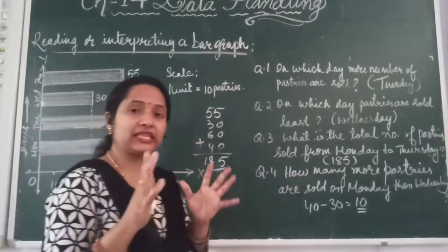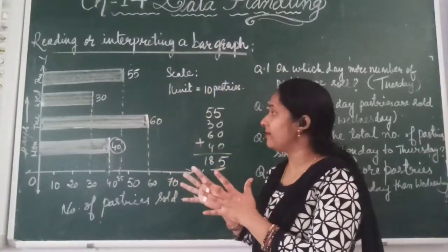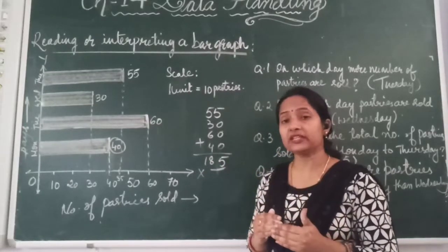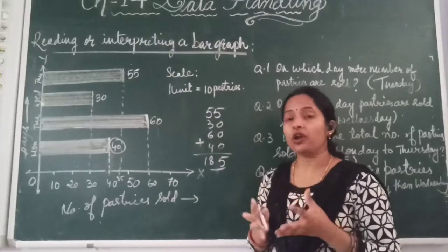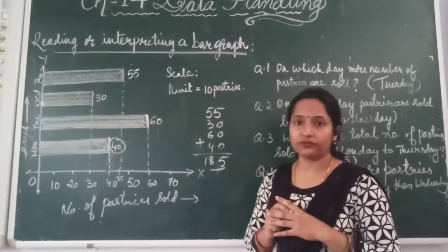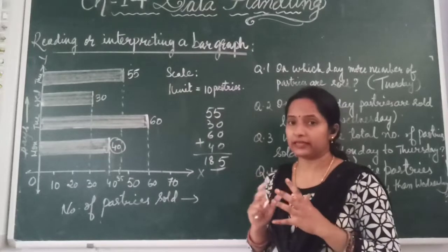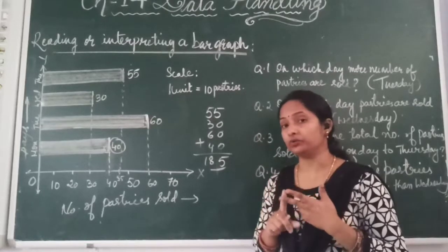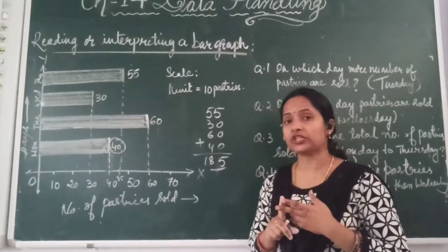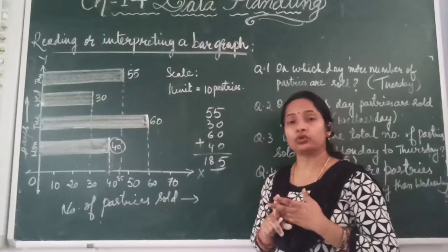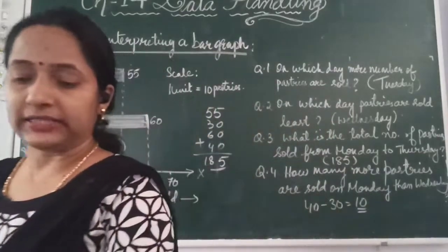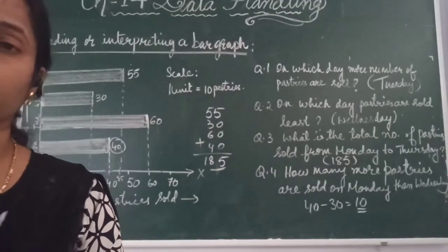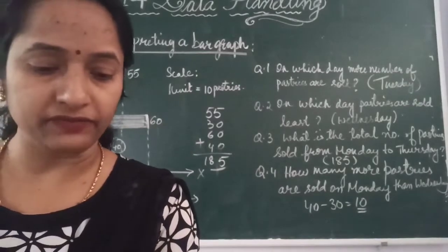So children, this is how reading a given bar graph and trying to answer various questions will overall be called the interpretation of data through any given graph. So after understanding how to draw a bar graph and how to read a bar graph, or interpretation of a bar graph, now let us go to the exercise sums and try to interpret the given bar graphs and answer the given questions, and even draw a bar graph that is given to you.